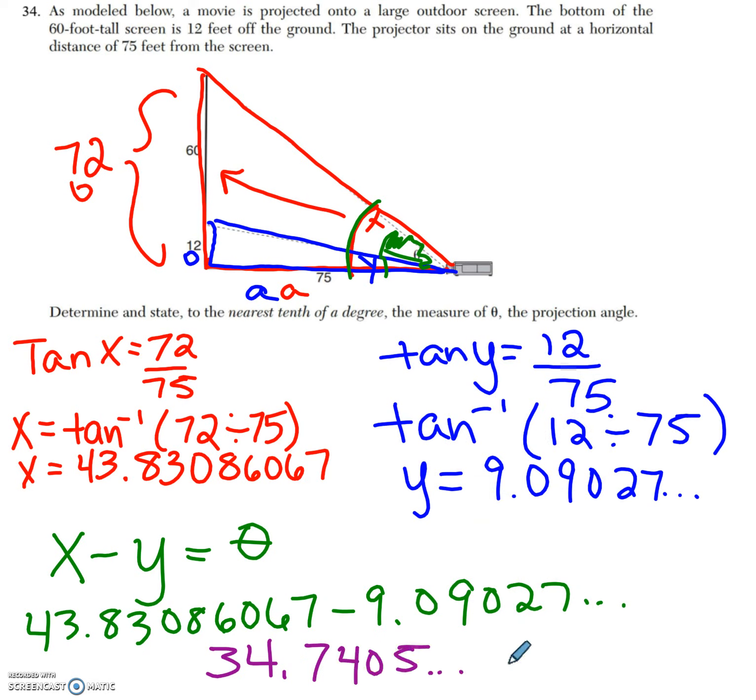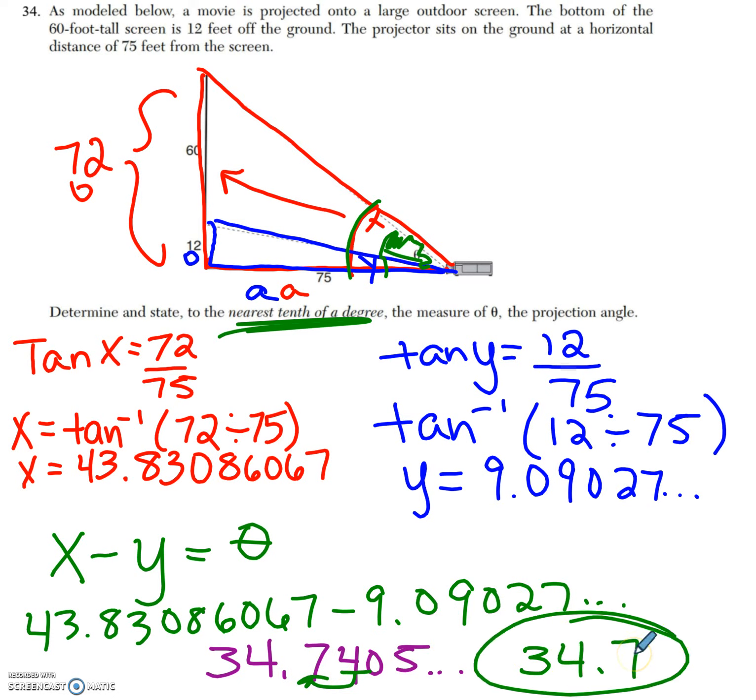34.7405. But my question says to the nearest tenth of a degree. So that's the first number after the decimal. I'm looking at the second number. It's less than 5, so I'm going to keep it as is, 34.7.